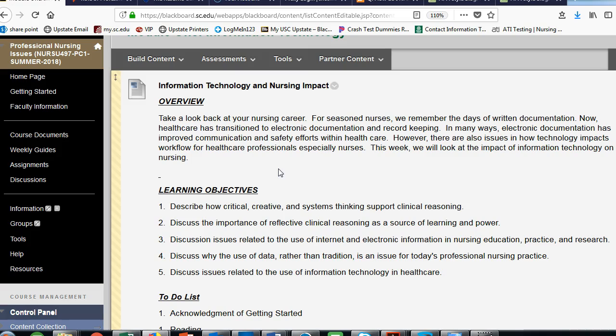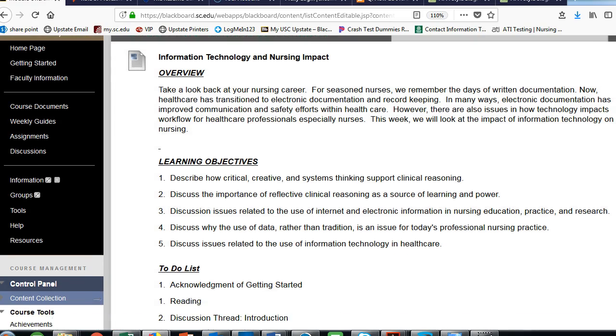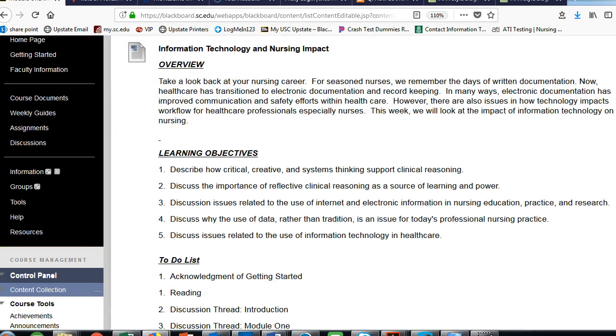And we want to look at how it's impacted care. So your learning objectives for the first week: describe how critical thinking, creative thinking, and systems thinking support clinical reasoning. You're going to discuss the importance of reflective clinical reasoning as a source of learning and power. Going to discuss issues related to the use of internet and electronic information in nursing education, practice, and research.